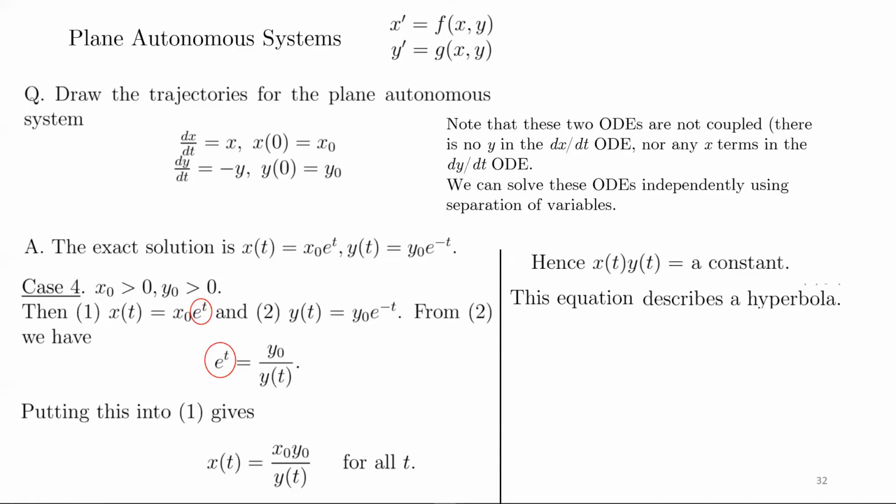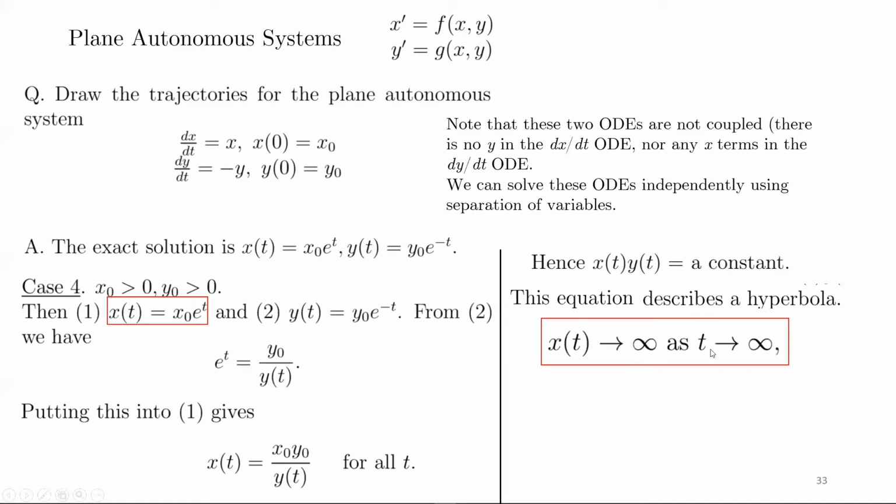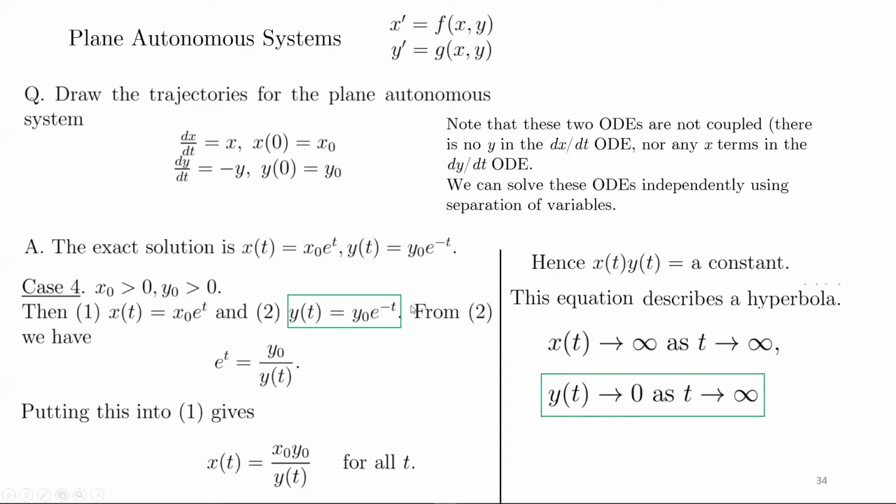Okay, well, again, if we say x naught and y naught are both greater than 0, as t goes to infinity, x is still going to infinity, right? So as t goes to infinity, x is going to infinity, and similarly, if y naught is greater than 0, as t goes to infinity, e to the minus t is going to 0, so y is going to 0 as t goes to infinity.